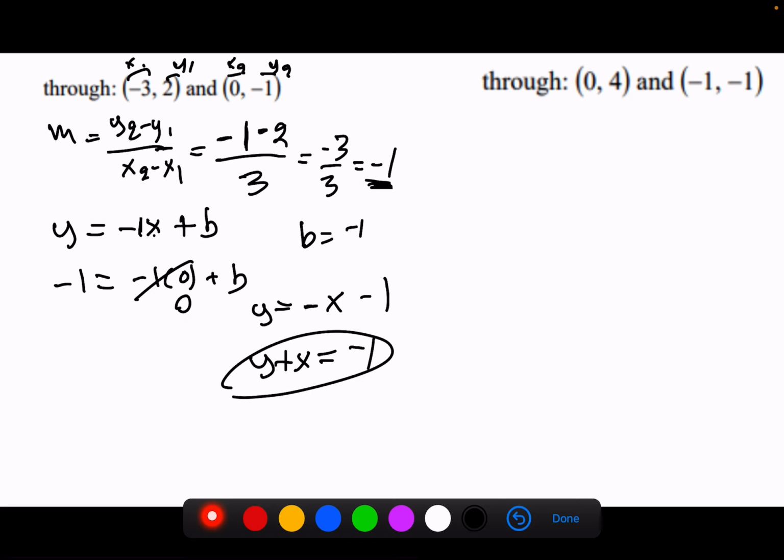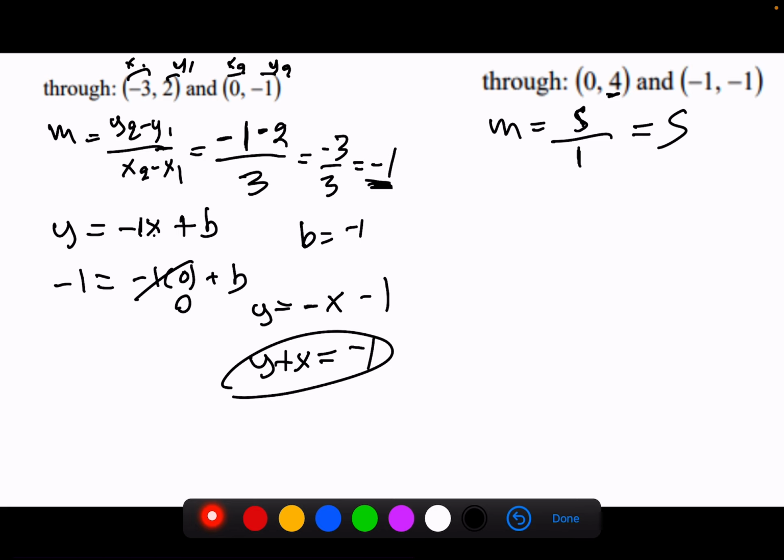So we have the points 1, 9 and 0, 4. Sorry, the points 1, 9 and 0, 4. So let's go ahead and solve for this. So m is equal to y2 minus y1 over x2 minus x1. So I'm going to do 4 minus negative 1, because minus 1 is plus 1, so 5, divided by 0 minus 1, which is just 1. So m is equal to 5.